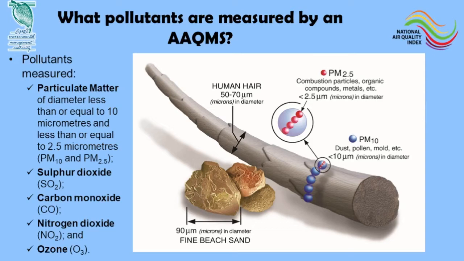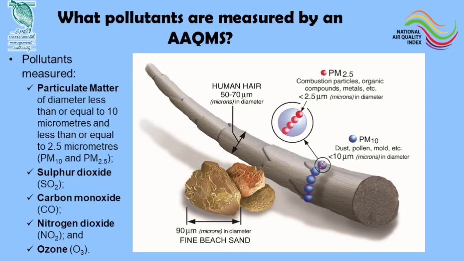To put this into perspective, the diagram on the right uses a strand of human hair to illustrate the two particulate matter sizes. Each blue dot shows the size of particulate matter less than or equal to 10 micrometers, and each red dot shows the size of particulate matter less than or equal to 2.5 micrometers. It can be seen that PM10 can fit into a strand of hair 5 times and PM2.5 25 times.